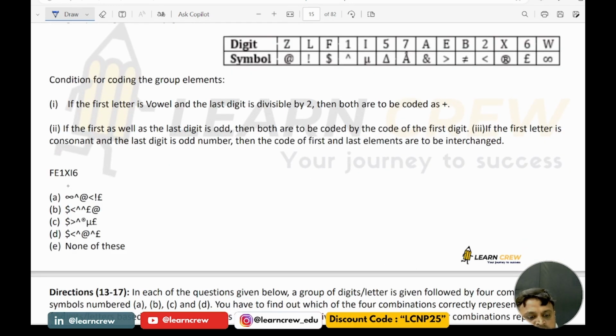What about the next one? Question number 14. FE1XI6. Simply write their codes. If you simply write their codes, what will you get? F means what? Dollar. So last 6 means this symbol. So you will get the answer C, I believe. D is also there, but the second one is greater or lesser. E means greater, so you will get greater only. C only, because here the second one is lesser, which is not correct.